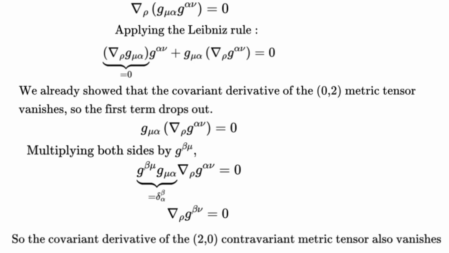we already showed that the covariant derivative of the (0, 2) metric tensor vanishes. So the first term drops out. Multiplying both sides by g beta mu, nabla rho g beta nu equals 0. So the covariant derivative of the (2, 0) contravariant metric tensor also vanishes.